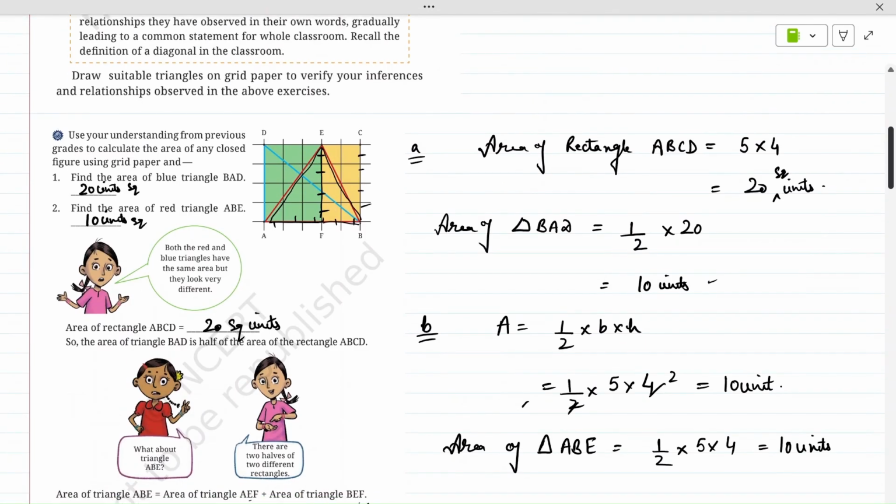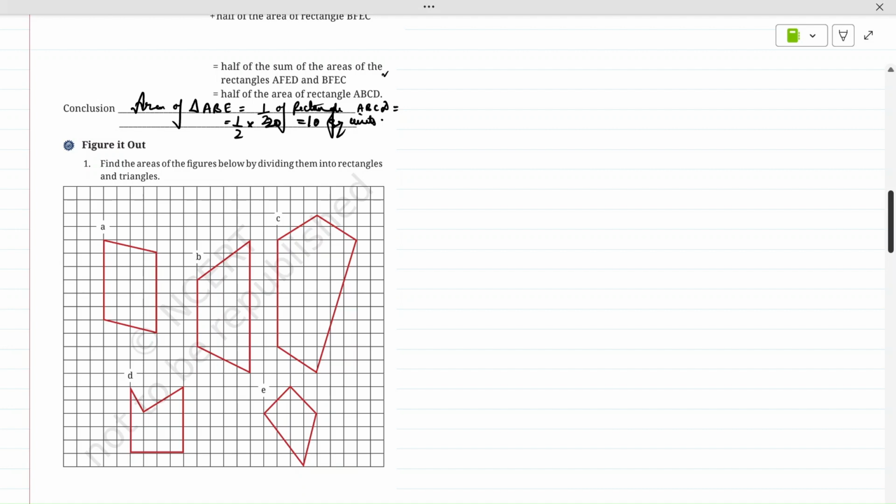So I hope this is clear, kids, what we have done for the inner triangle. It is the sum of these two, and these two are the half of this green and this red. So if we combine green and red, this will make the total ABCD. That means this complete triangle is half of the complete rectangle also. And the same thing we have also calculated here.